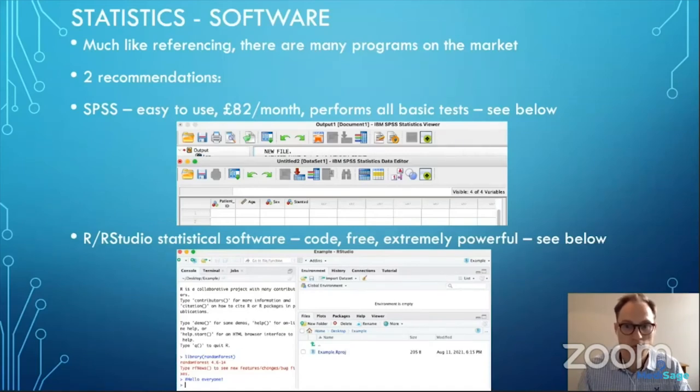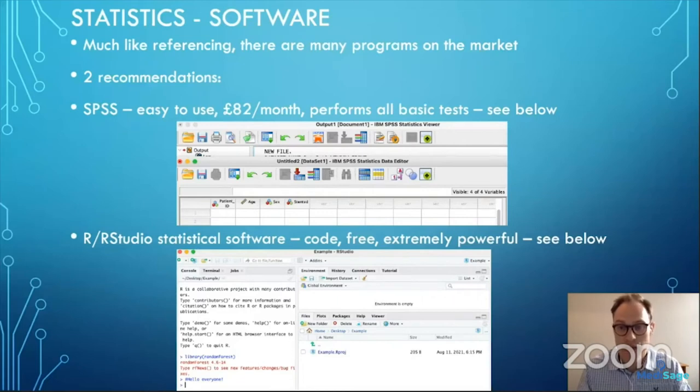Statistical software is far more variable than referencing software. It can be really quite expensive, but usually with expense you get more user-friendliness. So for basic tests for most papers, SPSS is absolutely fine. It's easy to use and will give you all the output you need. The major downside is the cost, as you can see. Although I believe there is a free month trial to see if you get on with the software.